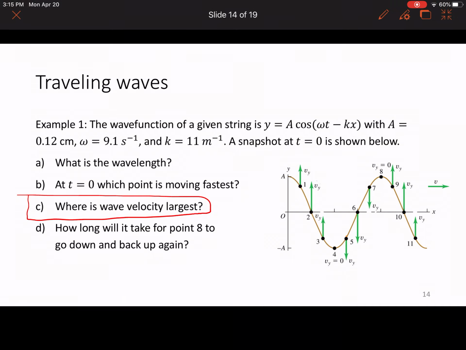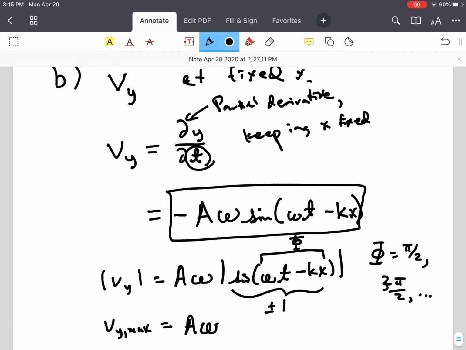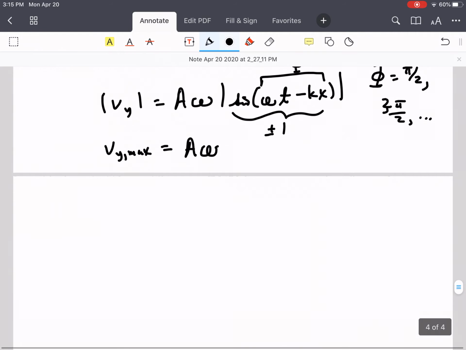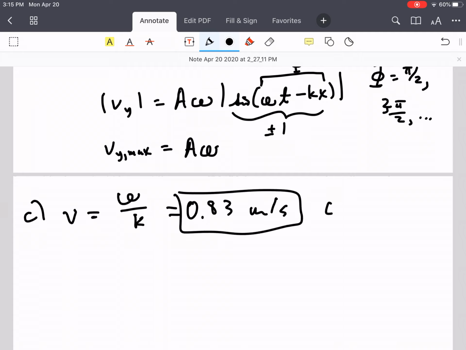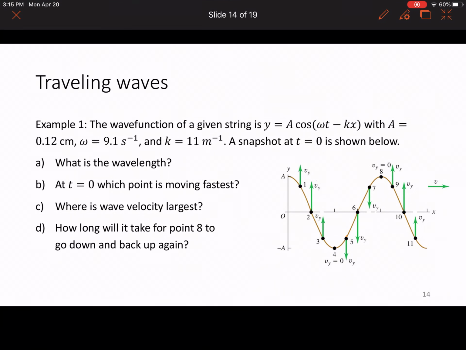So the wave velocity is a constant. The wave velocity is always lambda divided by T. I can go ahead and solve for that. Or omega divided by k is another way to do it. So wave velocity, omega divided by k. When you plug in some numbers, that turns out to be 0.83 meters per second. And that's a constant. It does not depend on position. So at all of the points on this wave, they're all moving to the right at 0.83 meters per second.